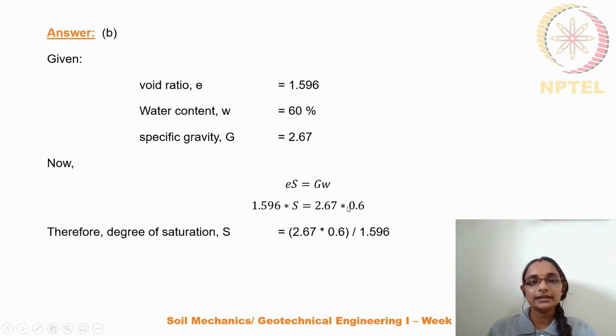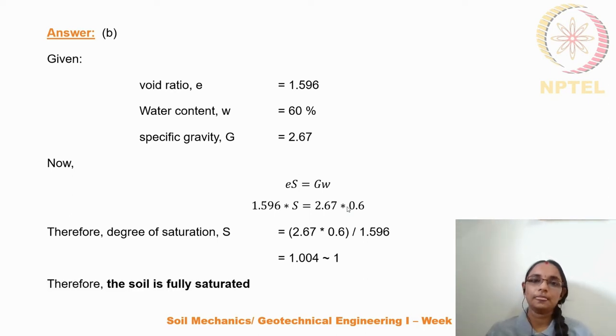So, we will get the degree of saturation as 1.004, which is approximately 1. That means whole of the voids in the soil mass is filled with water. That means degree of saturation is equal to 1. What is the equation for degree of saturation? It is volume of water by volume of voids. So here volume of water is equal to volume of voids, right? So that means our soil is fully saturated.